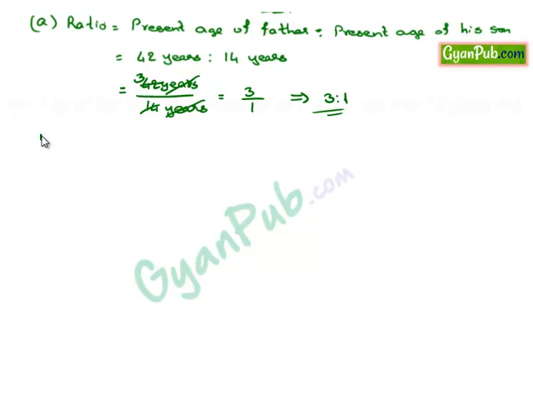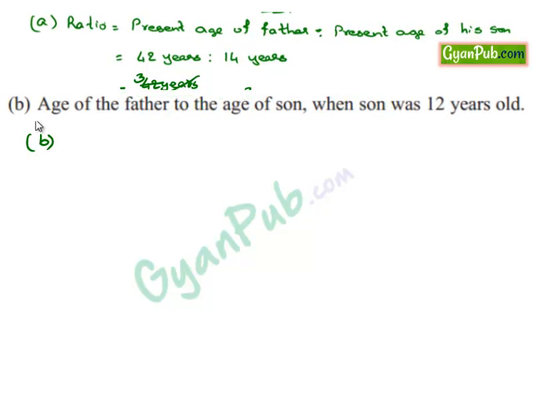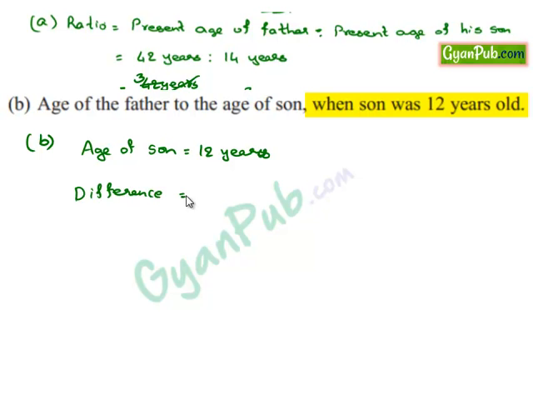Now take down the second bit. In the B bit, we have to find the ratio between the age of father and his son when the son is 12 years old. That is, age of son is equal to 12 years. First we have to find the age of father when the age of son is 12 years. We know that the difference between the age of father and son is constant at any time, which is equal to 28 years.